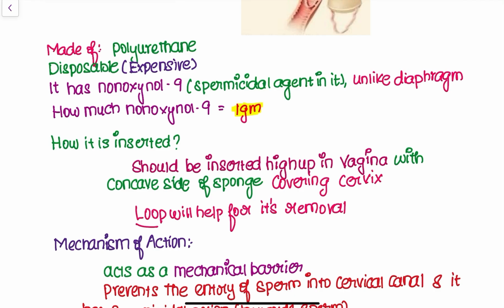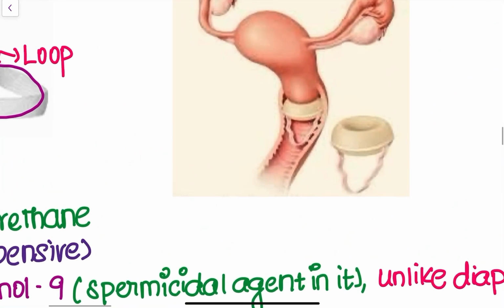Fine. Now coming to the insertion part. How are you going to insert Today's sponge? Today's sponge should be inserted high up in the vagina. If you insert it high up in the vagina, it sits immediately near the highest part of the vagina, that is the cervix. So this Today's sponge is going to cover the cervix as well. As you can see here, this is the Today's sponge fitting high up in the vaginal canal, and it is therefore covering the cervix.